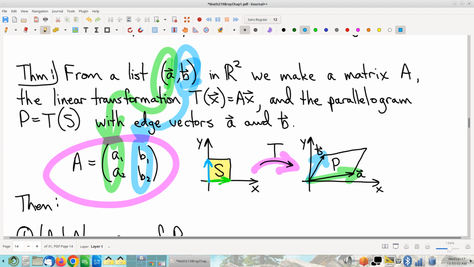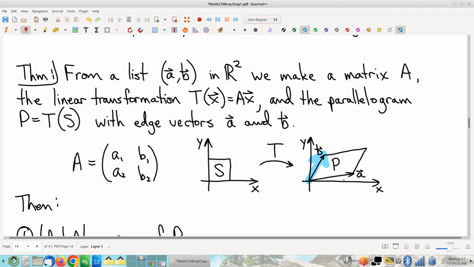Okay, how are we doing? I haven't made a statement yet. I'm just creating things. The statement will come momentarily. But you give me a list, I make a matrix, I make a linear transformation, I then make a parallelogram. Everybody on board? So it turns out that these things that I've made from the list are all connected to each other in shocking ways.